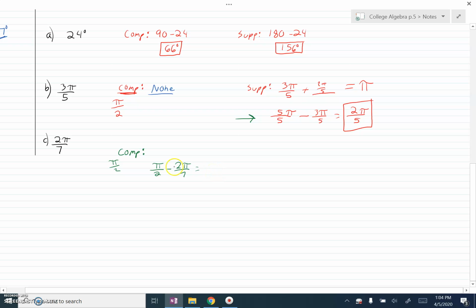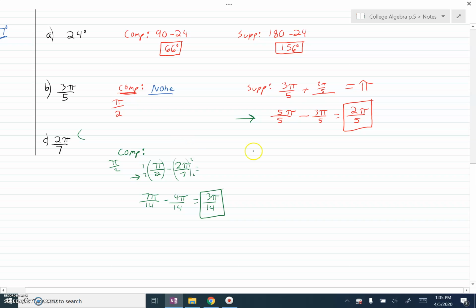Okay. The problem is these don't have the same denominator, so I need to make sure they have the same denominator so I can actually subtract. So I'm going to multiply the left one by 7 over 7 and the right one by 2 over 2. So I get 7 pi over 14 minus 4 pi over 14. So the other angle to make it complementary would be 3 pi over 14. That would be the complementary angle. If we added those two angles up, they would add up to pi over 2. You could add those two angles up, and you should get pi over 2 to check your work.